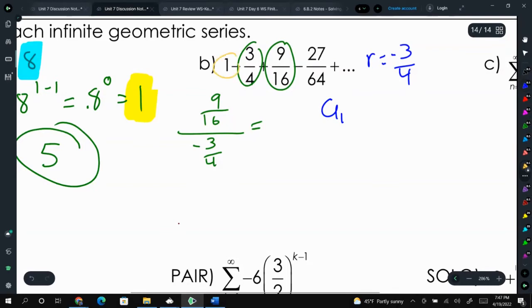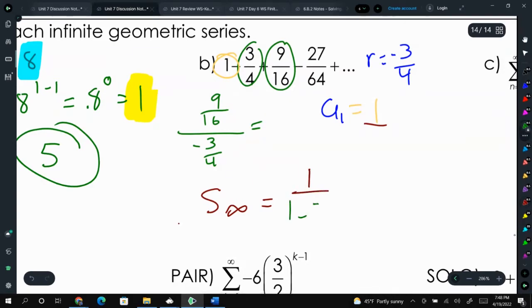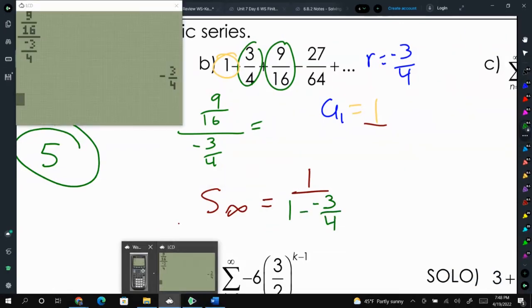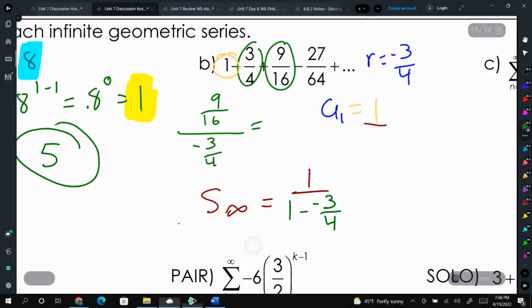And a sub 1, that is our first term here, which is 1. So now the infinite sum is going to be equal to a sub 1, which is 1, over 1 minus the rate. Well, the rate is negative 3 over 4. So now in the calculator, 1 over 1 minus our rate, negative 3 over 4. And that gives us positive 4 over 7. So this infinite sum is 4 over 7.